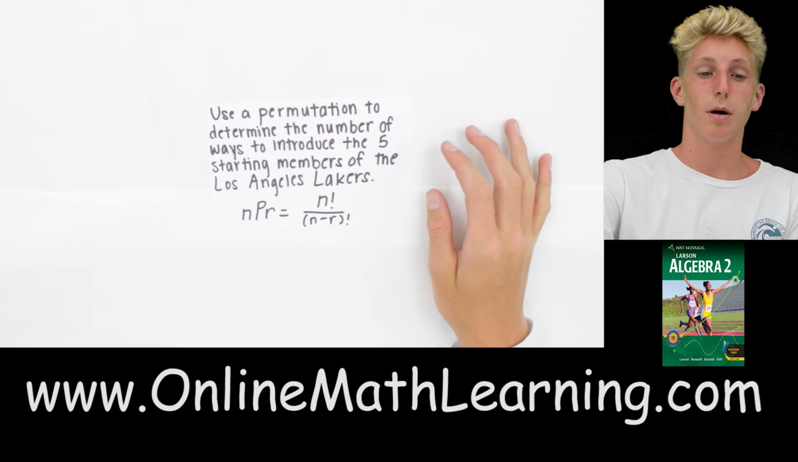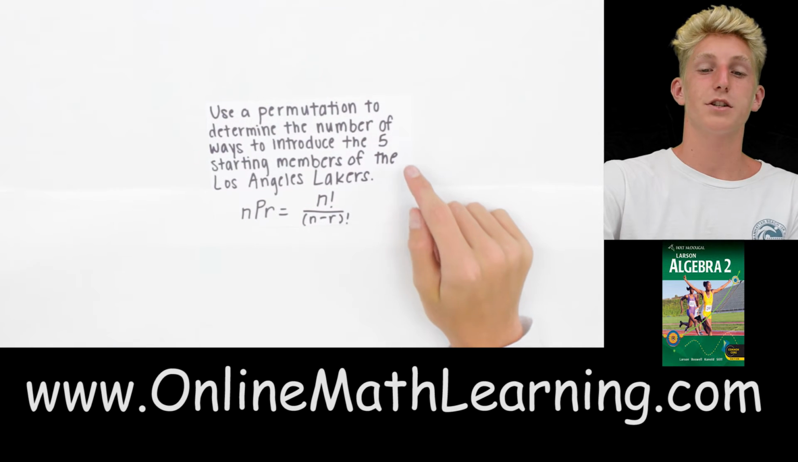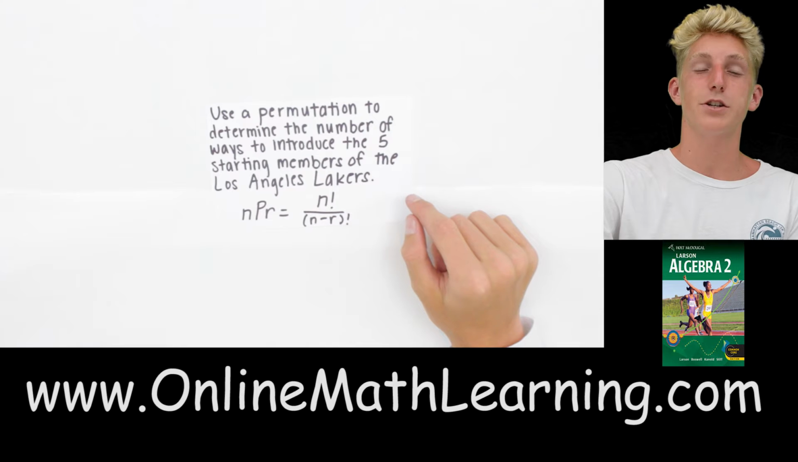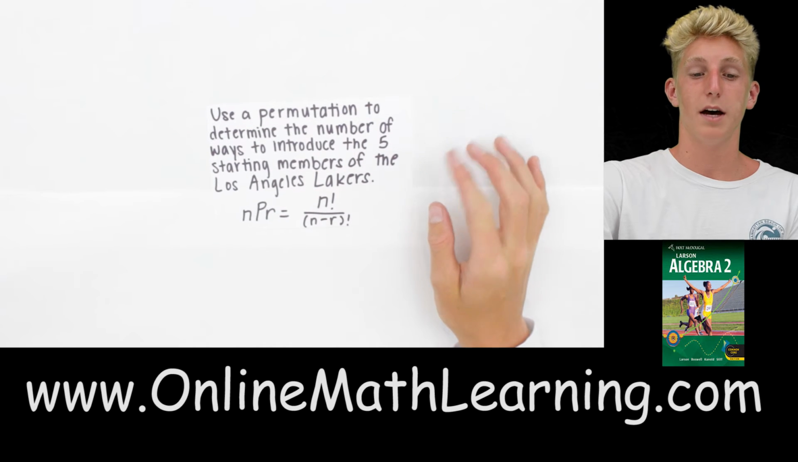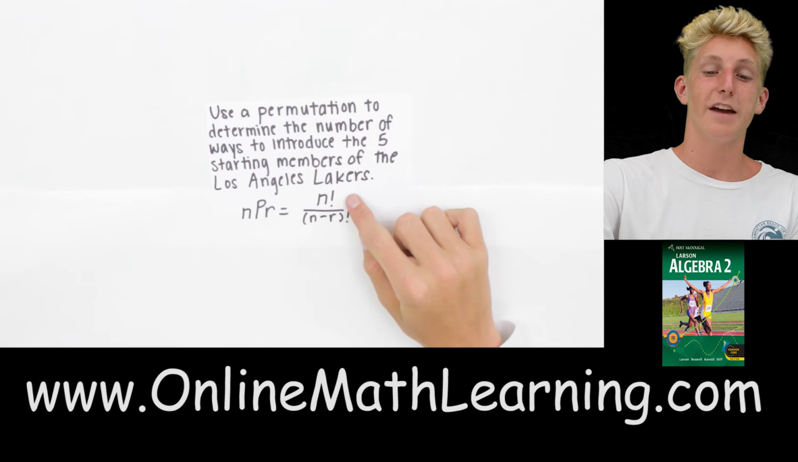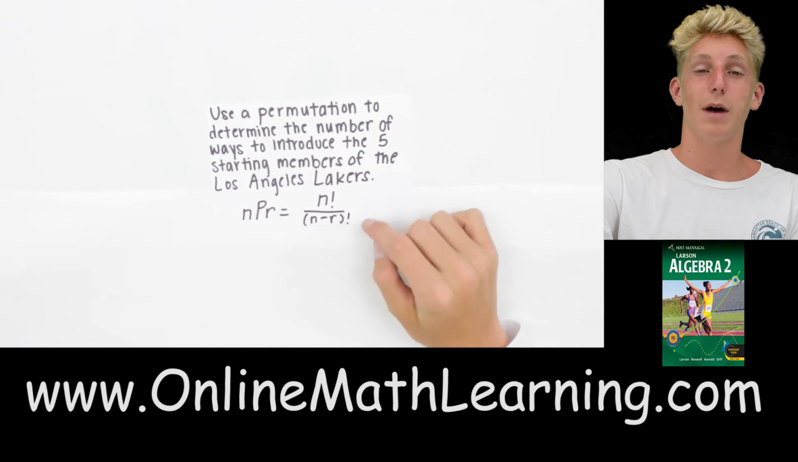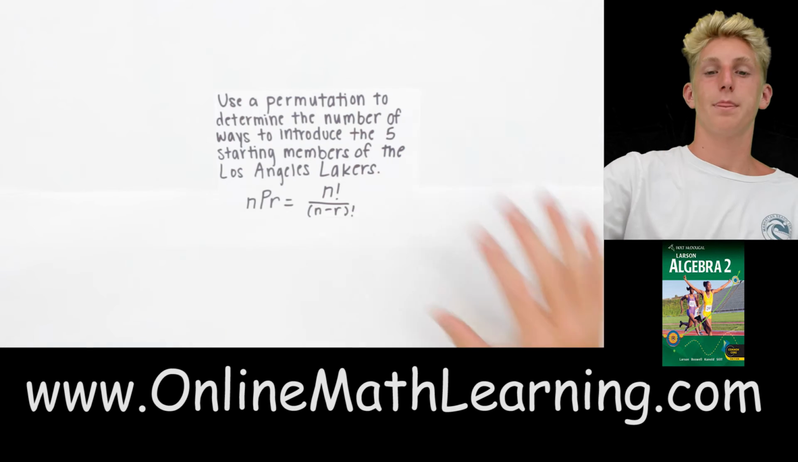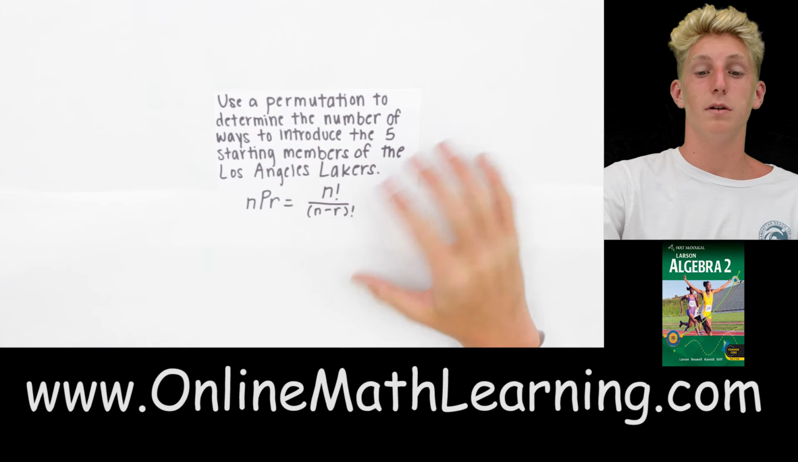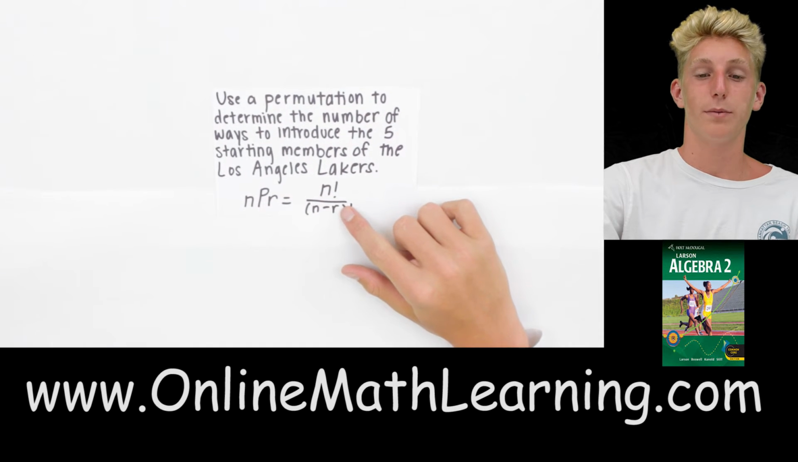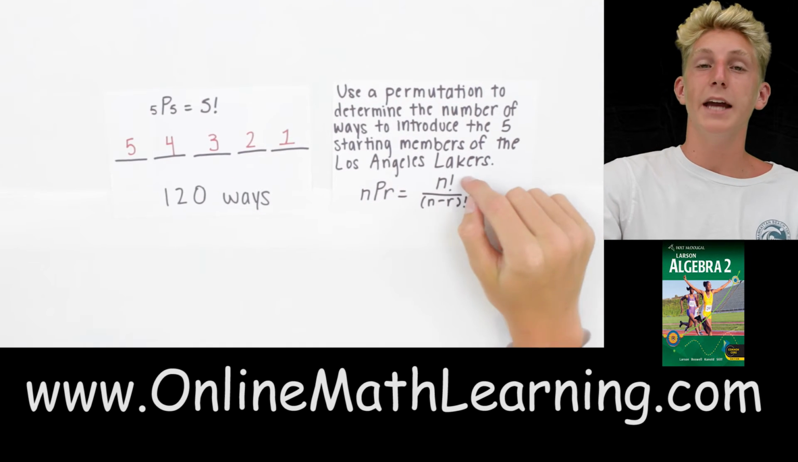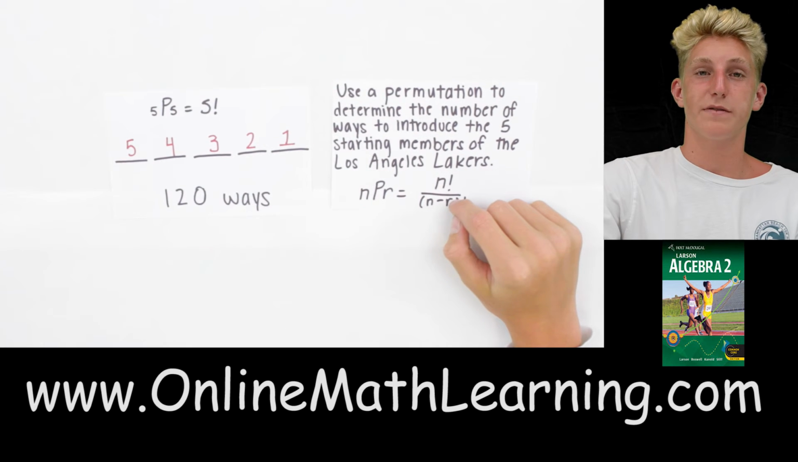So, for a practice problem, use a permutation to determine the number of ways to introduce the 5 starting members of the Los Angeles Lakers. To do this, we're going to be using our permutation formula, nPr equals n factorial over (n minus r) factorial. So, for this example, n is the total amount of players we have, and r is how many we want. But in this case, n equals 5 and r equals 5.